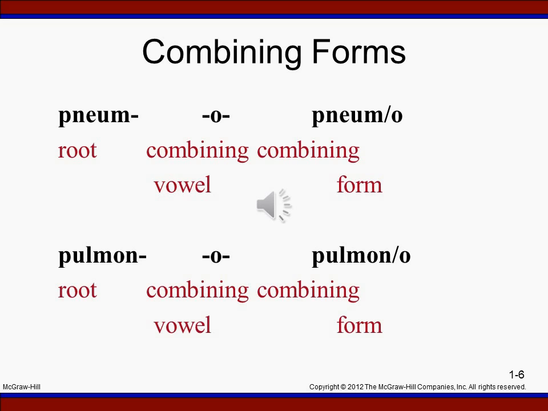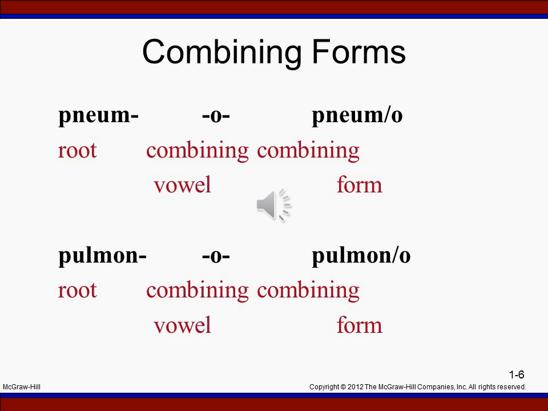On the left, you see pneum, P-N-E-U-M. That's the root. The combining vowel there is in the middle, just the O, and then on the right, they put the slash there to combine it. Pneumo is the combining form, meaning lung or air. When you add the word thorax, that is the root meaning chest. So what does pneumothorax mean? Pneumothorax means air in the chest.